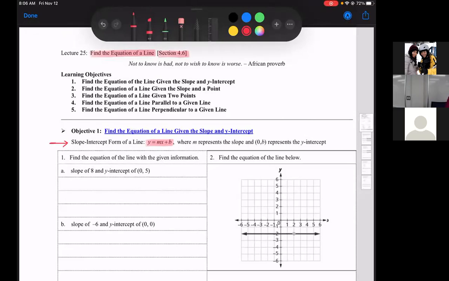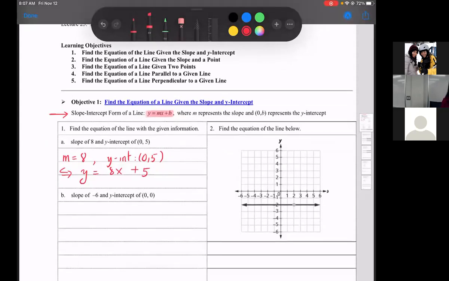So according to that equation, if I give you a slope, for example, 1a, the slope is 8. So let me write down here, m equals 8, and the y-intercept is (0, 5). Then I'm going to plug into the equation, y equals mx plus b, which will be 8x plus what? Plus 5, right? b is 5. Pretty simple. I think it's the easiest one here. If somebody gives you a slope and an intercept, just plug it in.